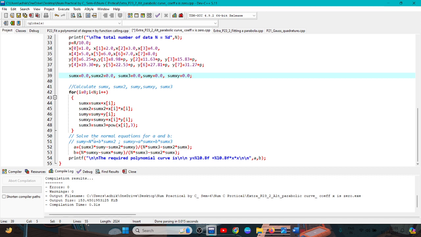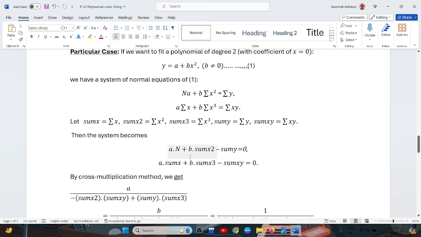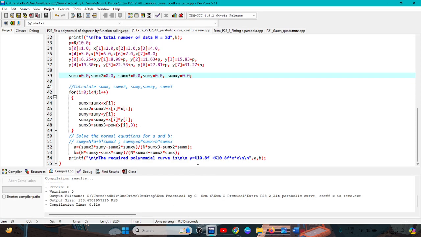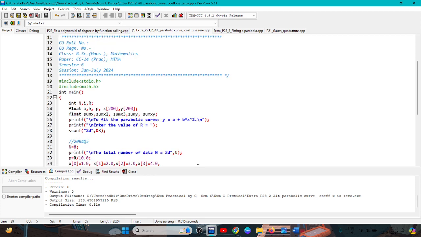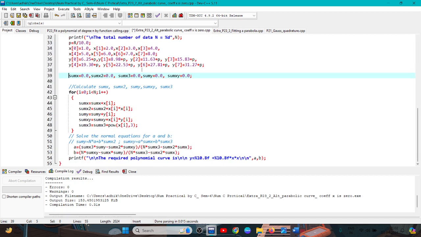And solve the normal equations. Sum y equals na plus b into sum x2. The normal equation is na plus b sum x2 minus sum y equal to 0. Note that this polynomial is a plus bx square, so the coefficient of x is absent. Then a equals this and b equals this, and print the required polynomial curve.